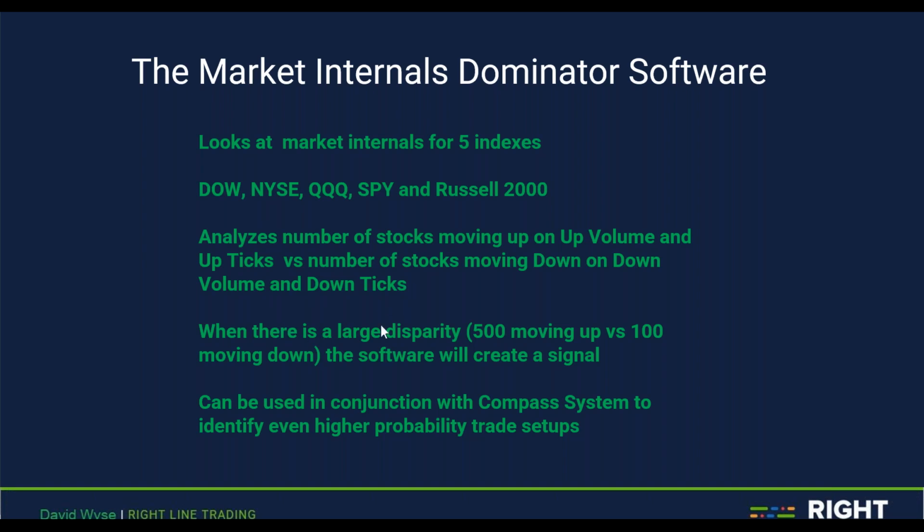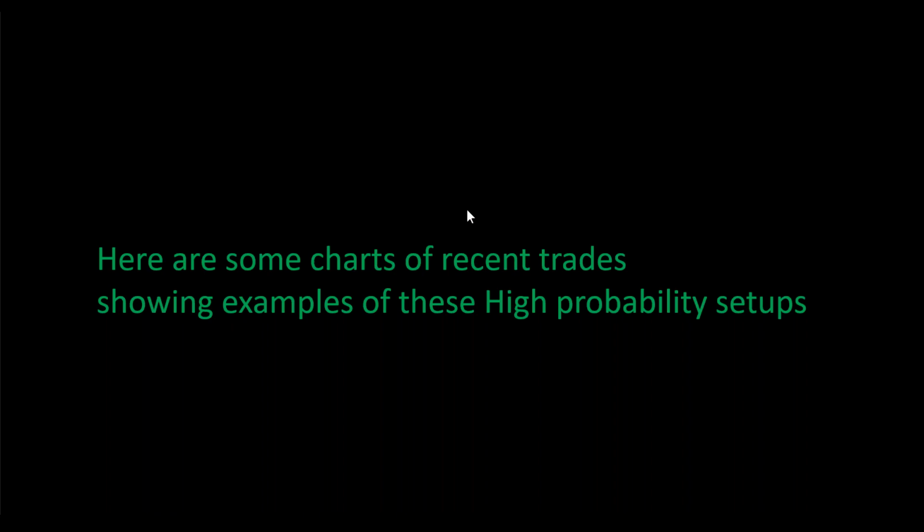This is a real-time analysis of those volume and ticks. And when it identifies that there's a large disparity, as I mentioned before, like 500 moving up versus 100 moving down, the software is going to create a signal. If there isn't a big disparity, it's not going to create a signal. It's just going to tell you that it's neutral. There'll be no signal. And when we use it in conjunction with the compass system, we identify even higher probability trade setups. So that basically covers what we're looking for here: institutions and market internals.